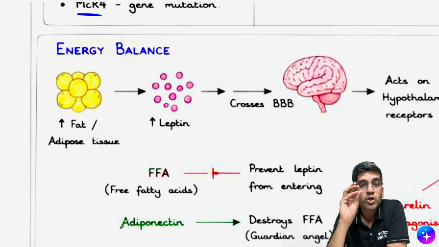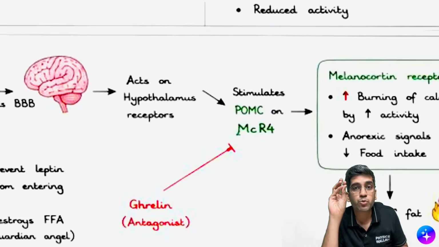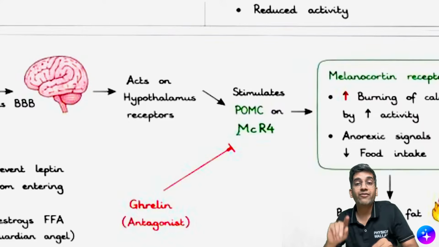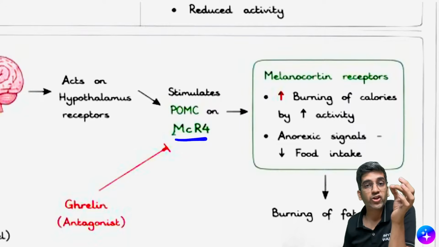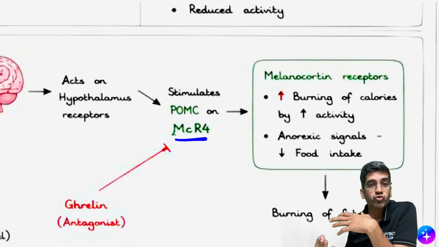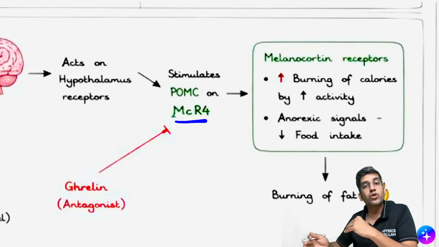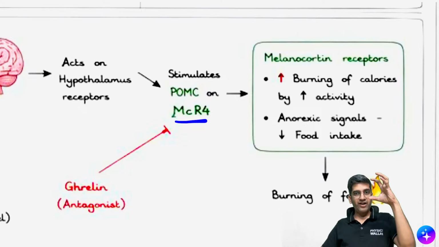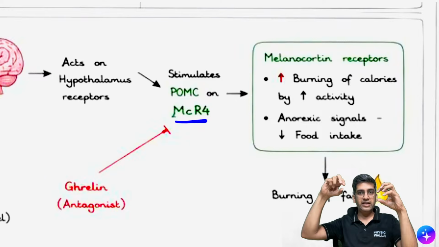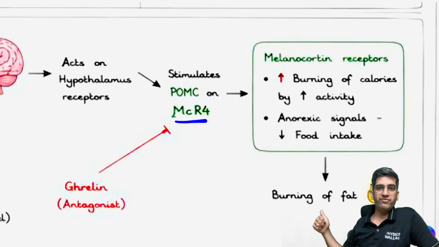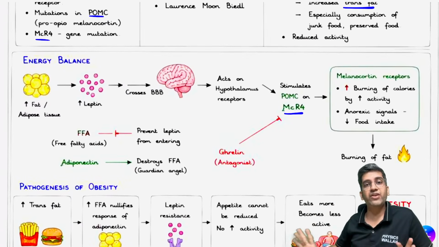The moment leptin goes and acts on the hypothalamic receptors, that stimulates a factor called pro-opiomelanocortin. That's the second mutation, which acts on the MC4R receptor. That receptor will help me burn calories, make me walk and move, and also give me anorexic signals: don't eat more. So this is to counteract the excess fat. With excess fat, leptin went inside, changed things, made me run fast, made me eat less, so the fat shrunk and burned. That's the outcome. That's a feedback mechanism, not a cause of obesity.